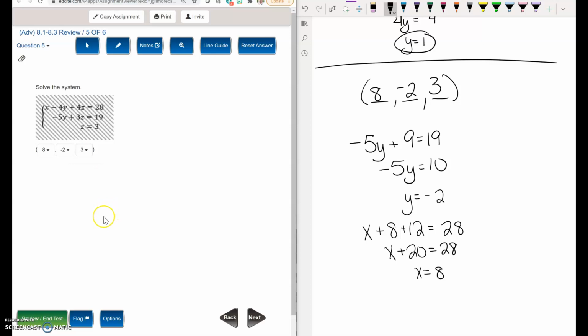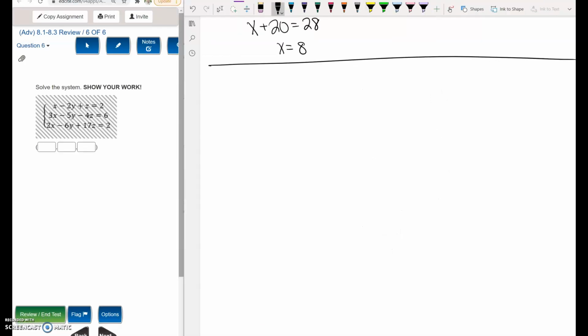I'll make sure that that gets changed so that that is a fill in the blank, not a drop down, because it should definitely be a fill in the blank. Our last one is the system of 3 equations. Now, the first thing that you need to do is look at what you have for your variables.